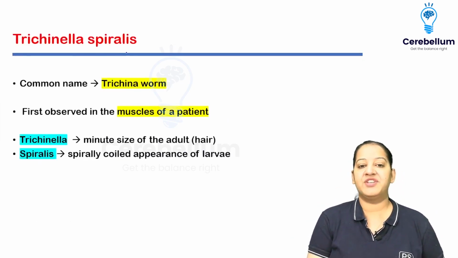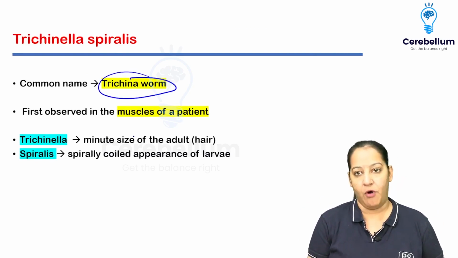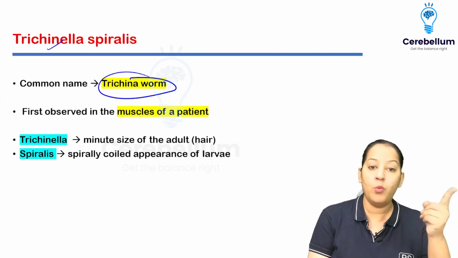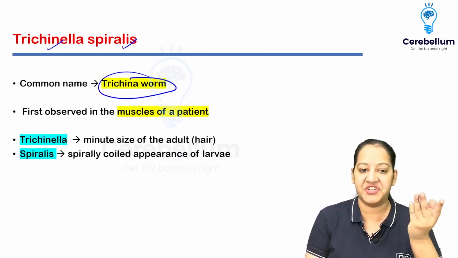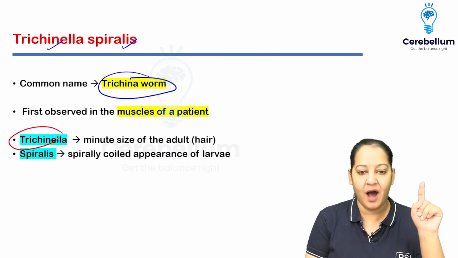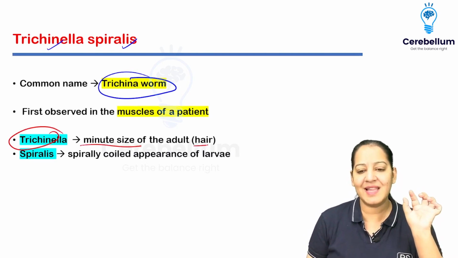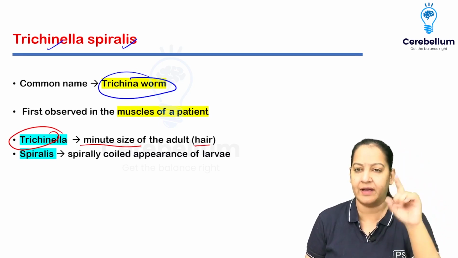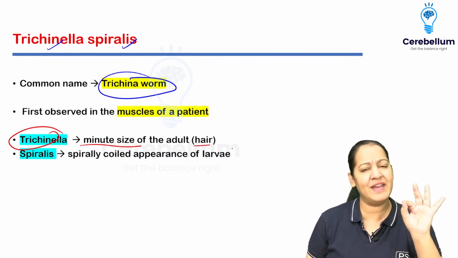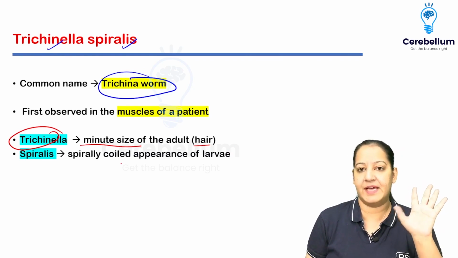The other name of Trichinella spiralis is Trichina worm. Why is it known as Trichinella? Why is it known as spiralis? Why this nomenclature? The meaning of Trichinella is very minute, since it is like a single hair of the human. It is like a thread, very hair-like, very minute in size, number 1.